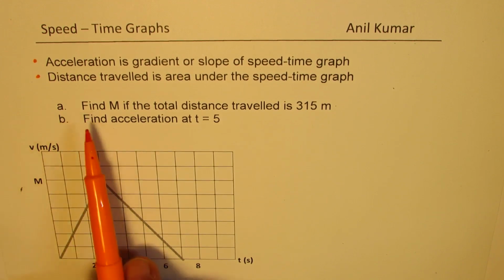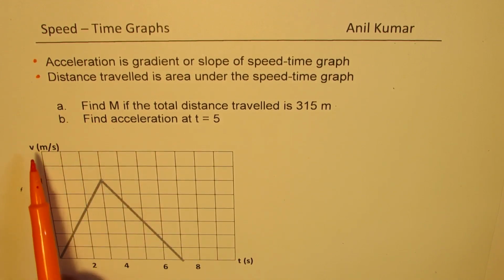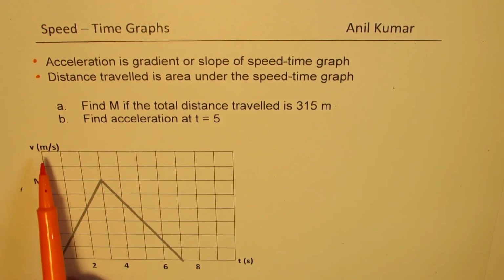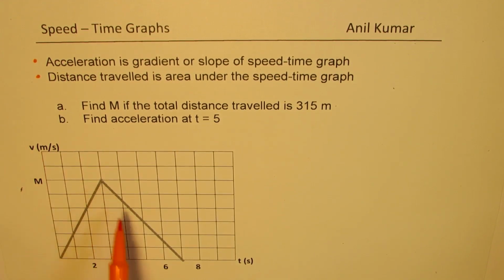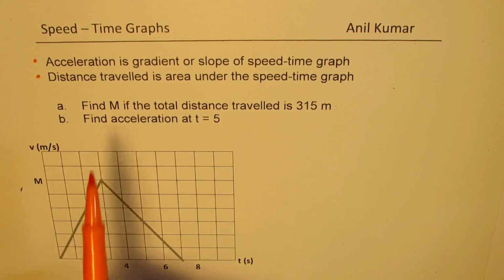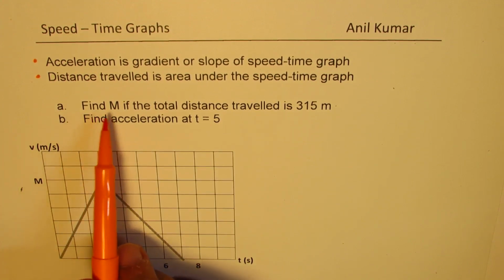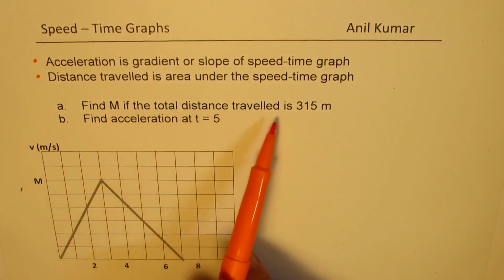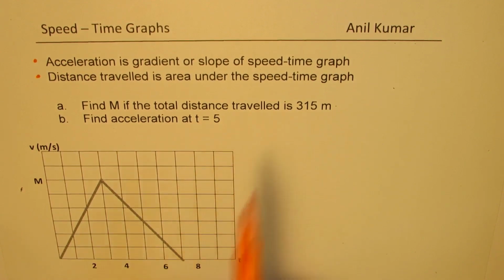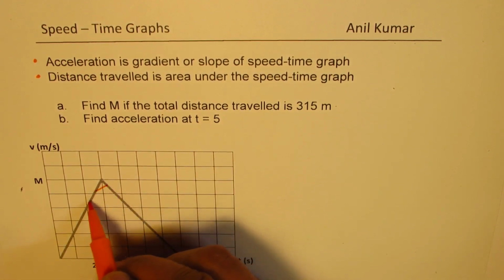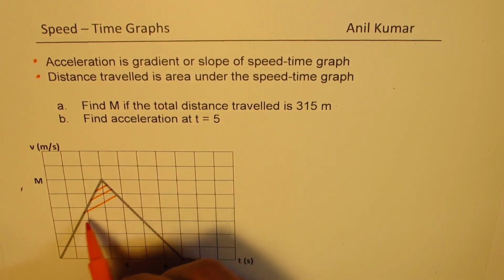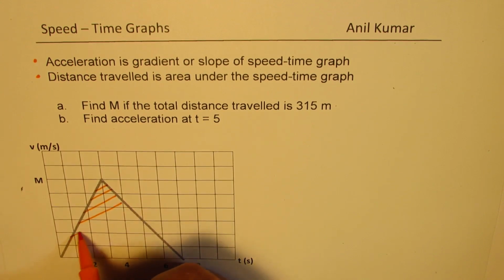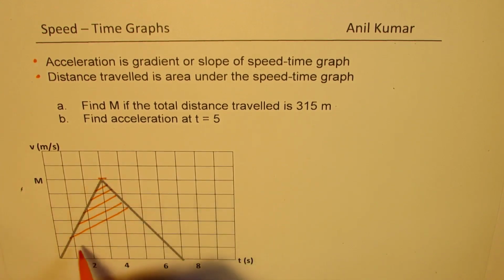Here we have 2 parts. Part A is find m. So in this velocity versus time graph, velocity in meters per second, time in seconds, we are given the path of an object, right? The question is find m if the total distance traveled is 315 meters. So total distance is the area. Perfect. So we are given the area under this curve, and the question is find m.